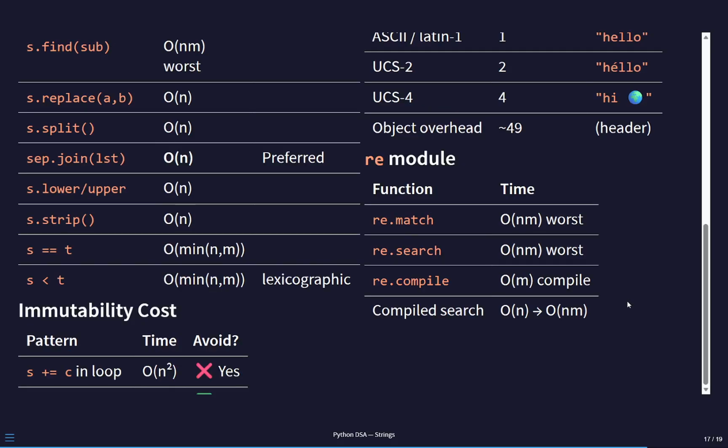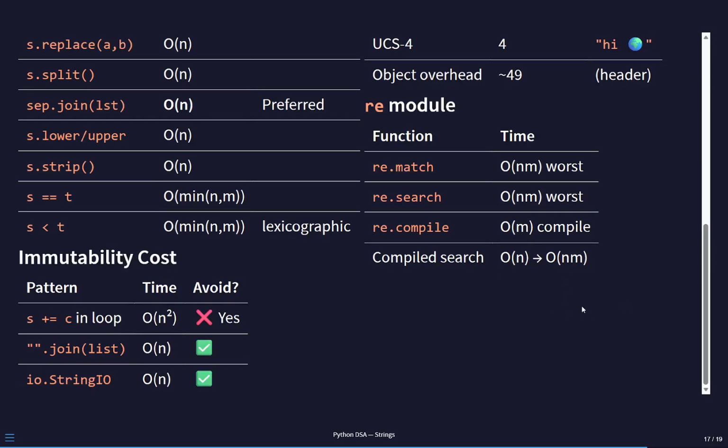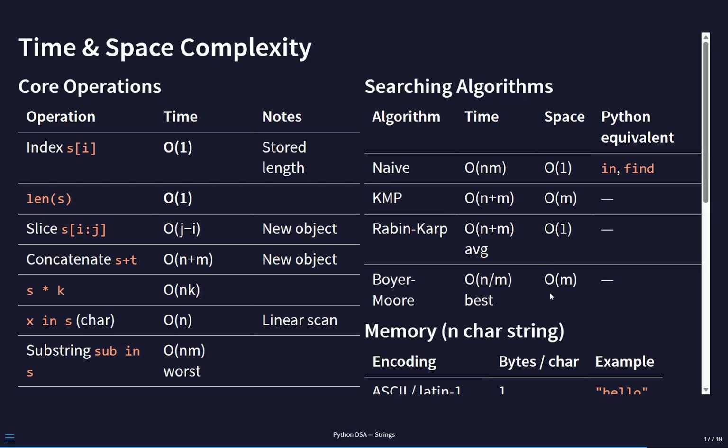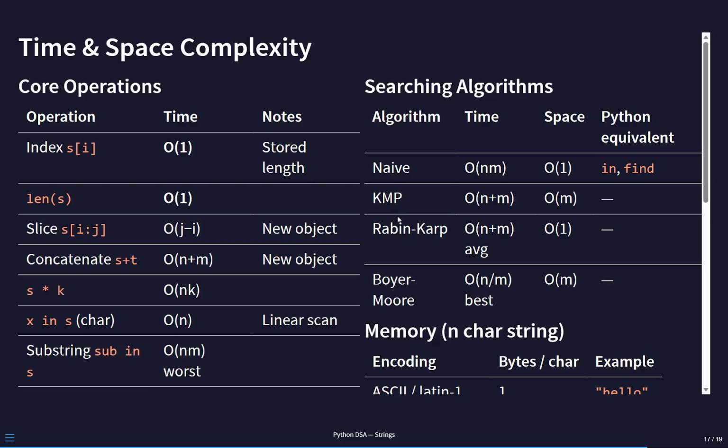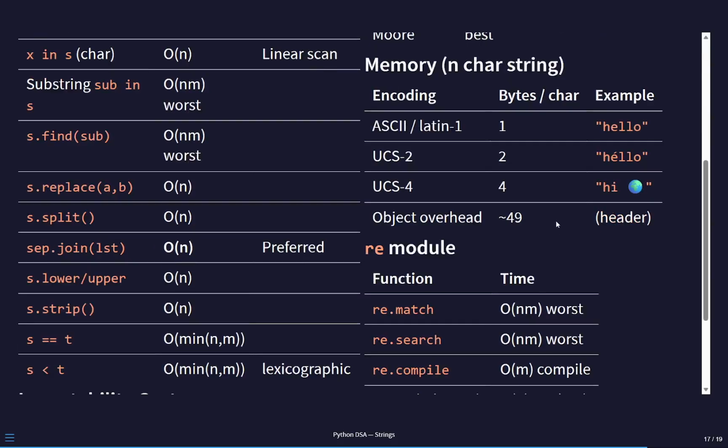The immutability cost table restates the critical rule. Plus equals in a loop is O(n squared). Join and string IO are O(n). There's no in between. If you're building strings incrementally, choose one of the O(n) approaches. Click searching algorithms. Naive and Python's in are O(nm) worst case. KMP and Rabin-Karp are O(n plus m). Boyer-Moore has an O(n/m) best case, faster than linear on long patterns, making it the choice for production full-text search engines.